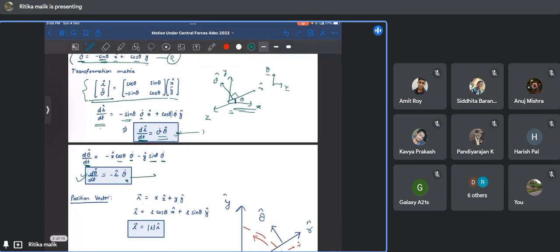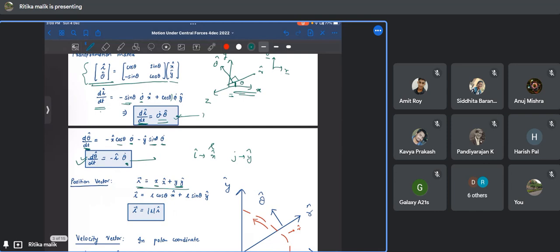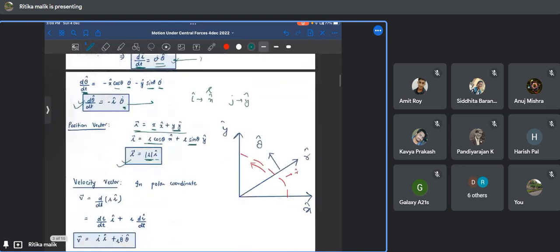So the position vector in polar coordinate system is given by, I think you already know that the position vector is represented as x in the x cap, y in the y cap. I am just writing i cap as x cap and j cap as y cap, so it's just the same thing. And putting the value of x as r cos theta, y as r sin theta, and taking r outside, this will become the magnitude of r in the r cap direction.